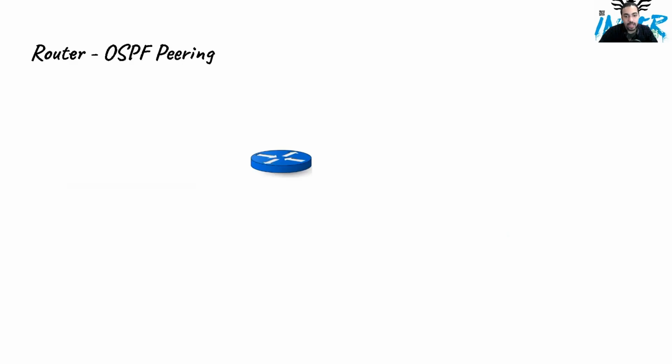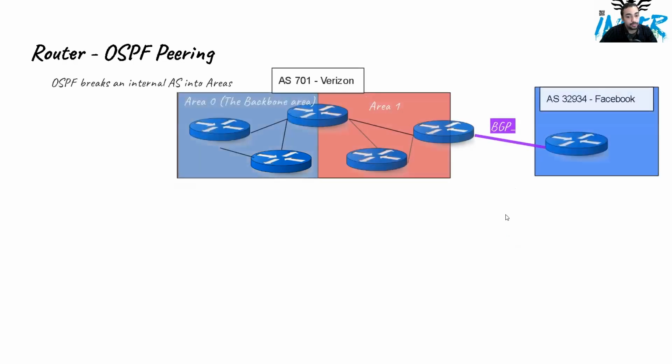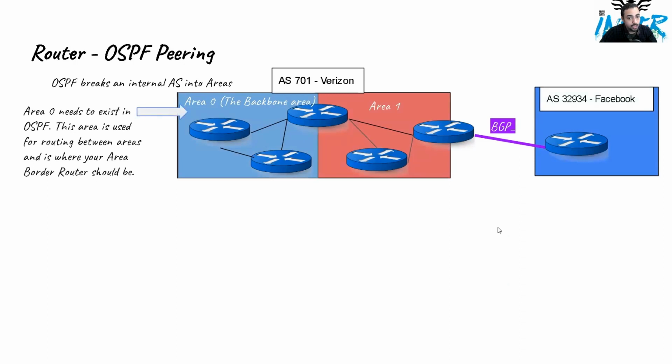So now that we've seen how to configure BGP, let's look at OSPF. Remember that OSPF breaks down one autonomous system into different areas. So the first thing to note, we need an area 0 in OSPF. This area is the one that routes between areas. So this area is where you should have an area border router, which has interfaces in more than one area.